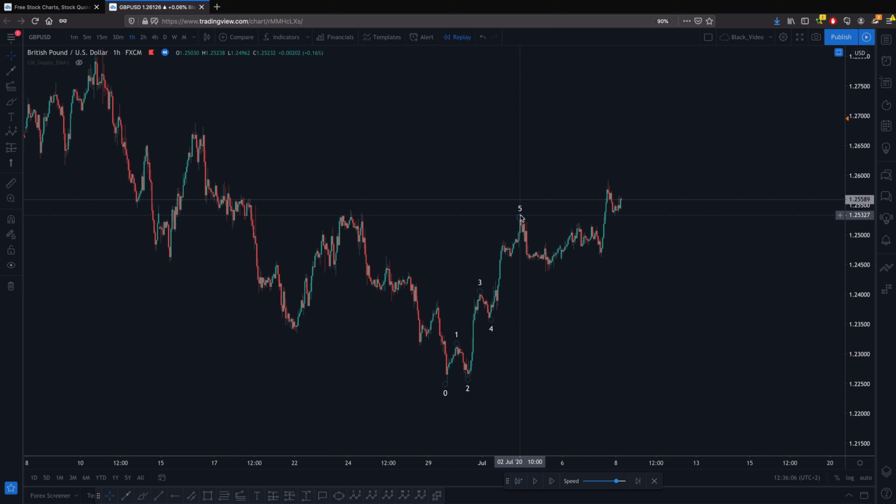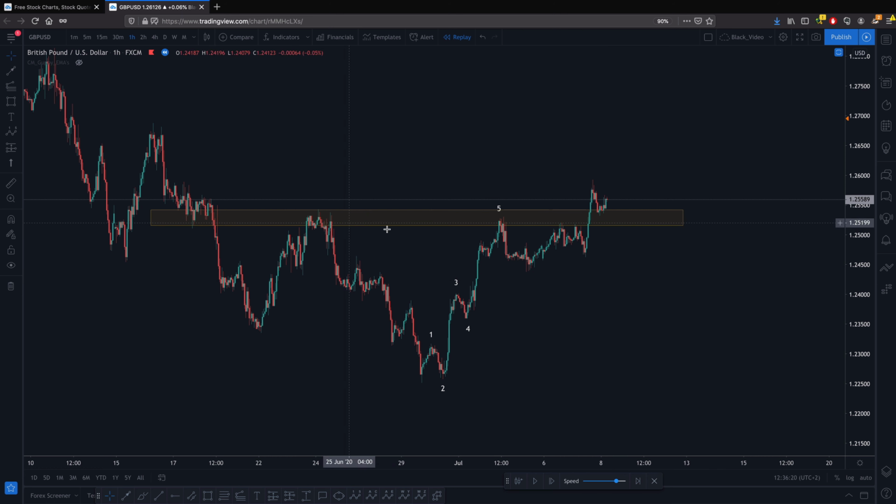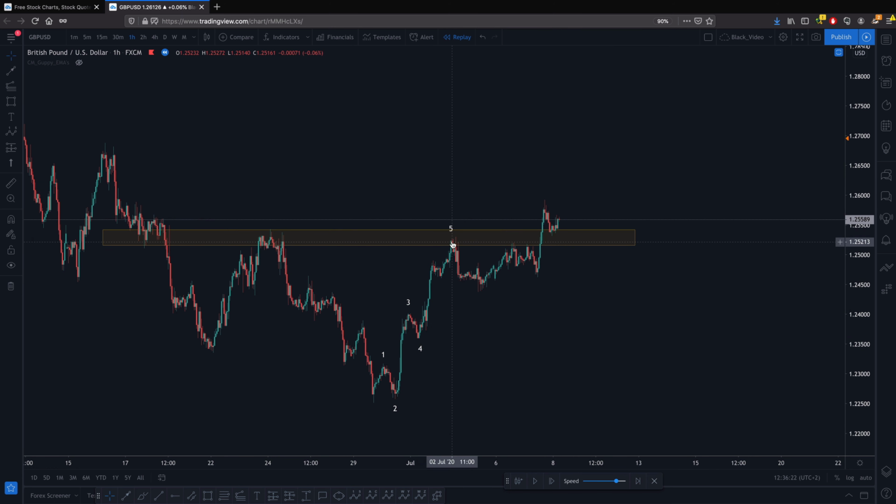It got rejected around here, and if you look to the left, this is a price action area. We got some resistance here, so I draw a resistance area to see how it developed. This is the resistance area we got. Price got rejected here, and you can see the move to the downside was not really impulsive. Price came back up, touched the lower end of the resistance zone and got rejected again.